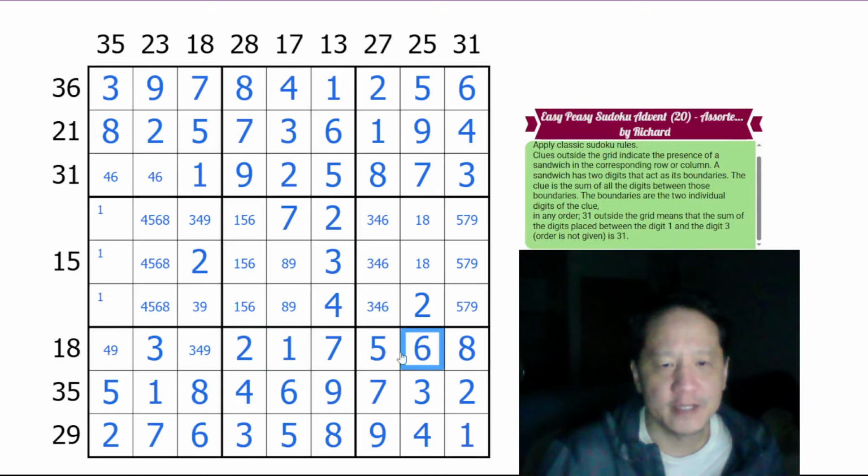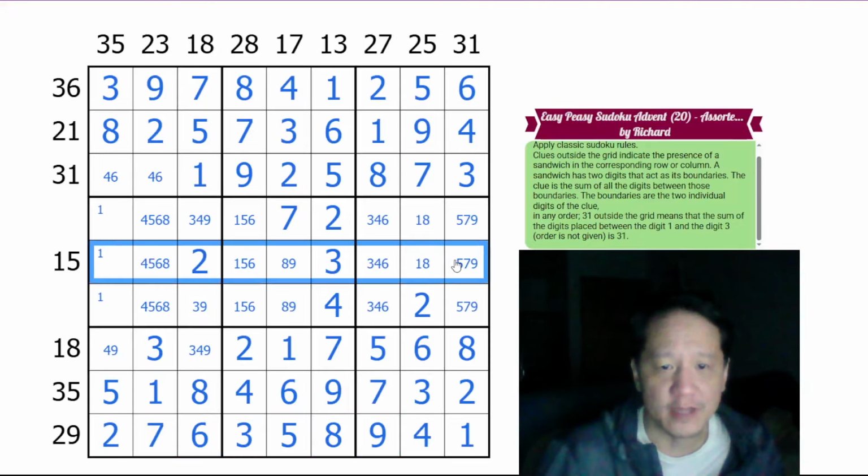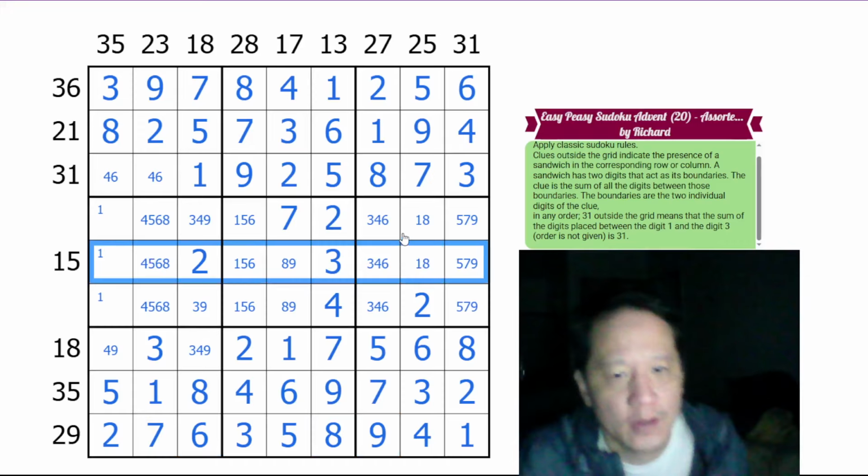Between the 1 and the 8 is 6, 5, 7, which is 18. Not including the 3 and 5, and the 2 is 45 minus 10, which is 35. And not including 2, 9, 4, 1 is 11 plus 5, which is 16. 45 minus 16 is 29. So we are all done with everything except for the 15 clue.